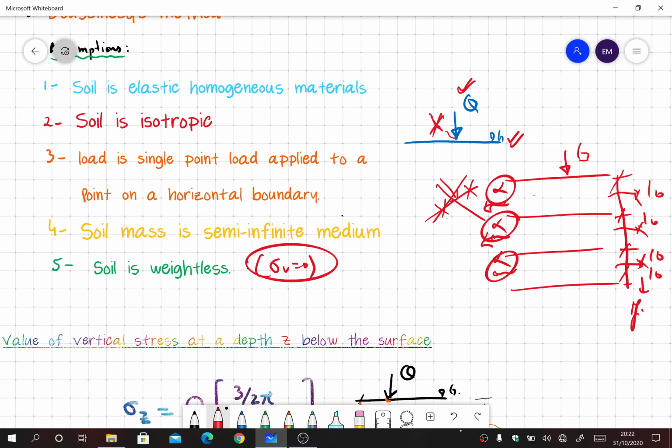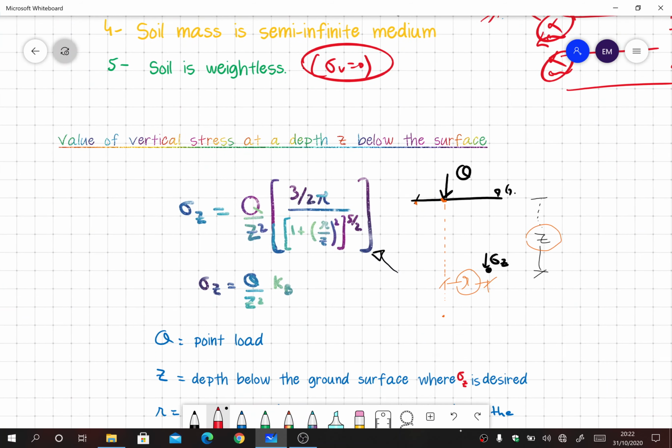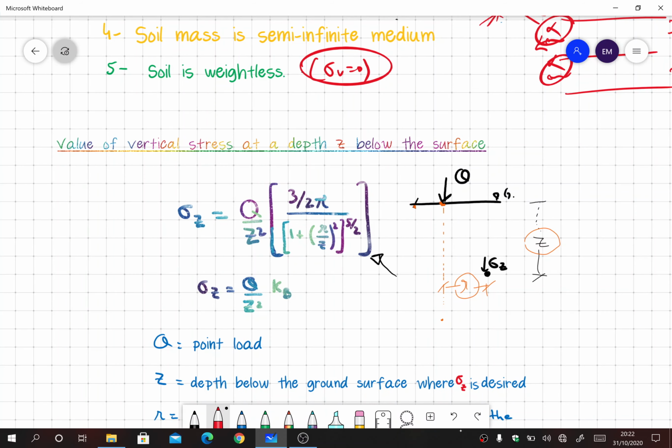In soil examples we know the depths, we know the dimensions from top to bottom in the vertical direction, but we do not know how far they are extending laterally. Such an example is called a semi-infinite medium. So let's talk about the first method, the Boussinesq method. The equation for the Boussinesq method is this one here.